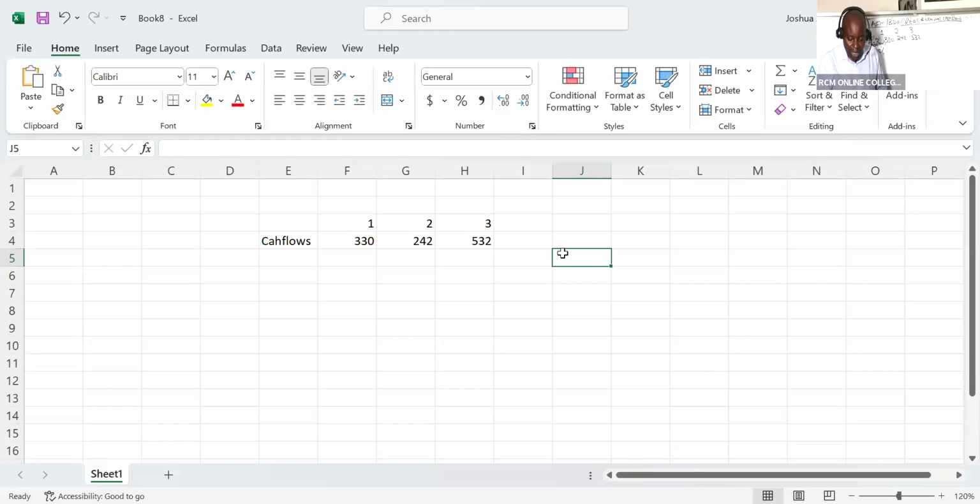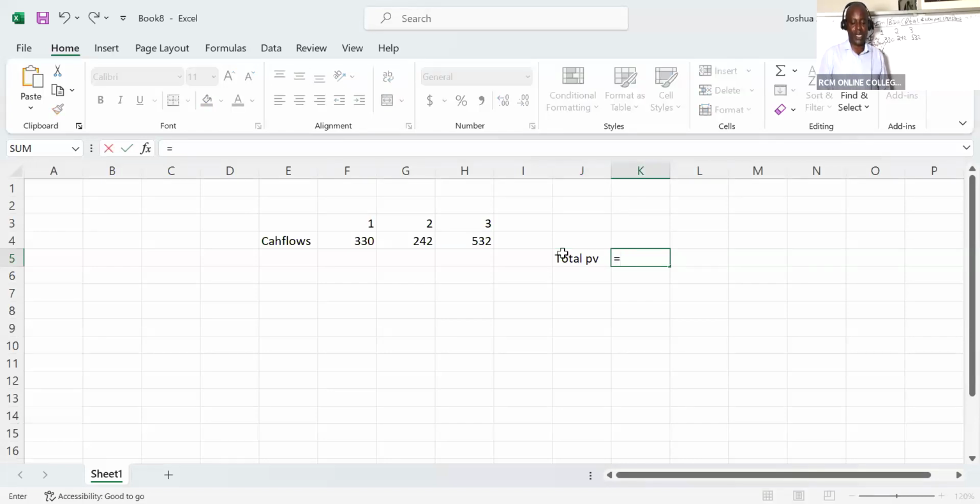Real ninjas in Excel, what I will do is get what we call the total PV. Which function do I use when the cash flows are irregular? Can somebody remind me? Yes, it is NPV. So I'll say NPV.